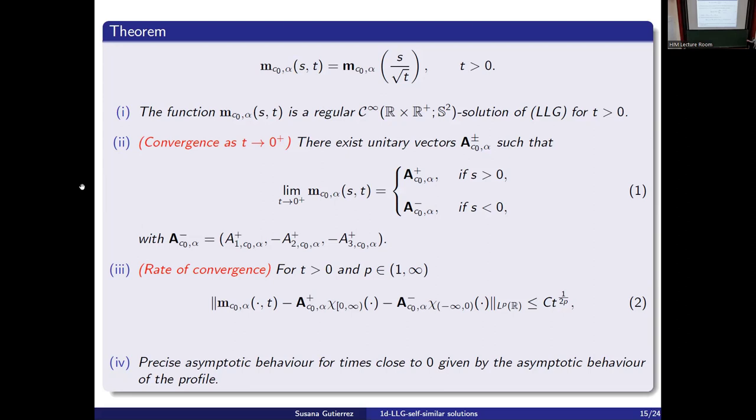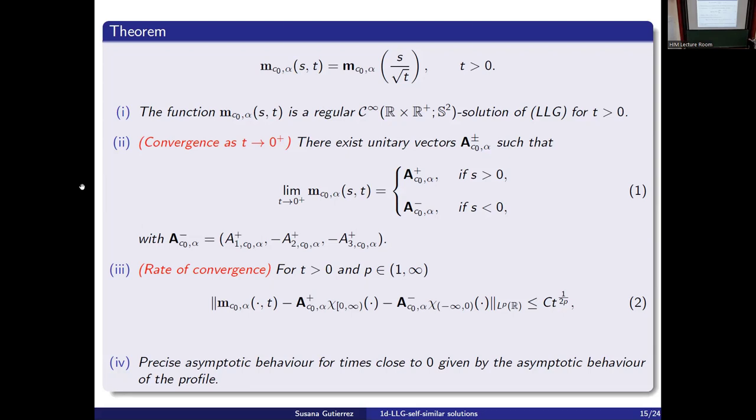And we have the rate of convergence of the solution to the initial data in L^p when t is close to the initial time, given by this one. Moreover, we have a precise asymptotic behavior for times close to zero, given by the asymptotic behavior for the self-expanding evolution.